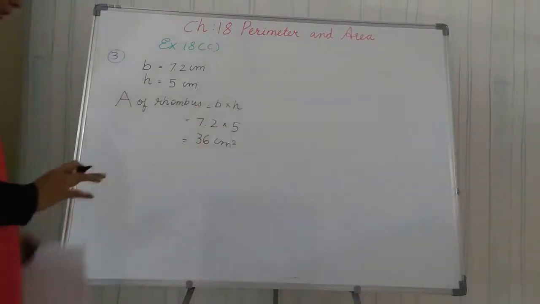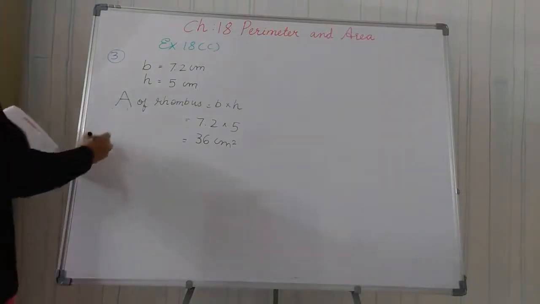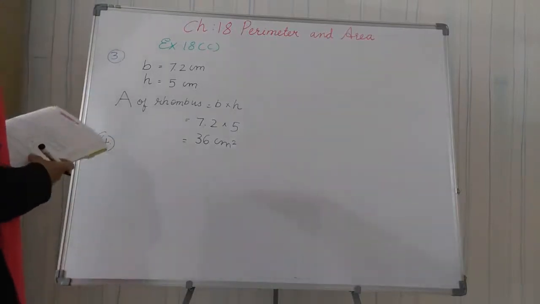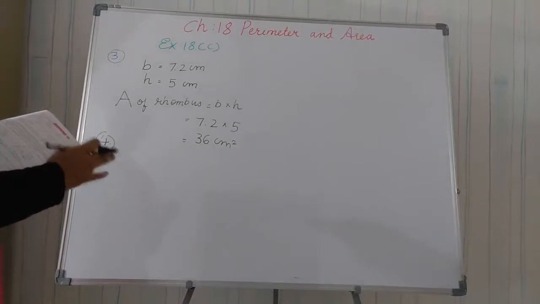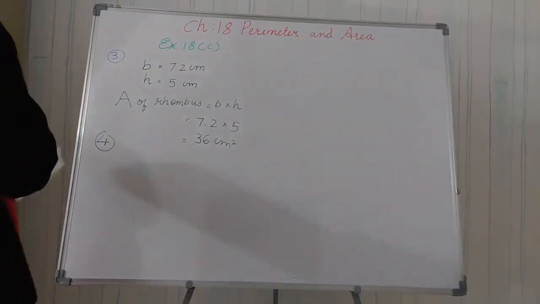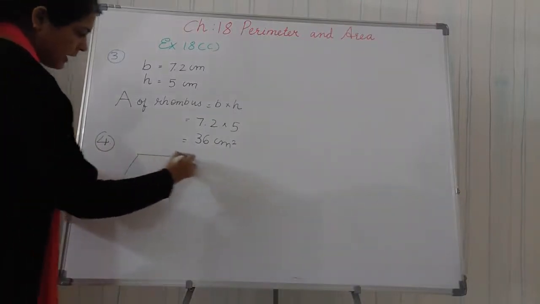Okay, 36 centimeters square, correct only. Now question number 4. In question number 4, the adjacent sides of a parallelogram are 36 and 27 centimeters in length. So first let me draw one parallelogram, so I can explain to you which are the adjacent sides.